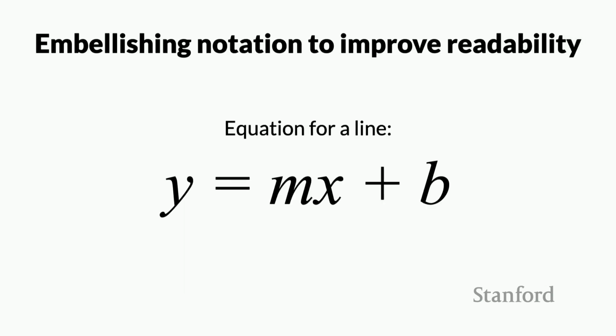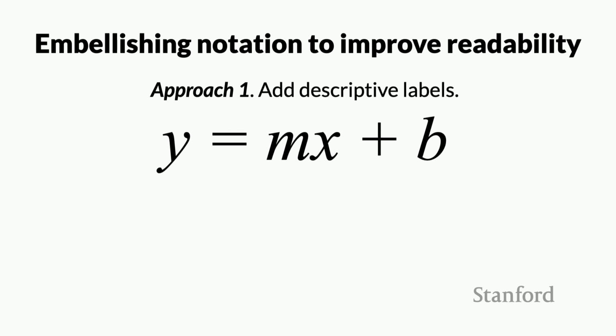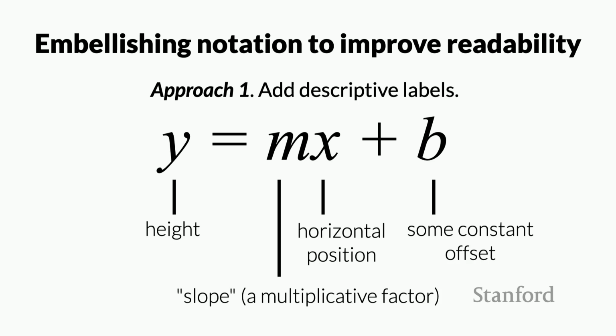So let's say you are a person who didn't understand the equation for a line right here. There's a couple of ways that we might be able to explain this formula. One of these approaches is the approach that I described just before, which is you could add descriptive labels to that formula. For instance, conveying that this formula means that you can compute the height of a point on a line by taking a horizontal position of that point, multiplying it by a multiplicative factor called the slope, and then adding it to some constant offset. I think this is how a lot of us would look at this formula.